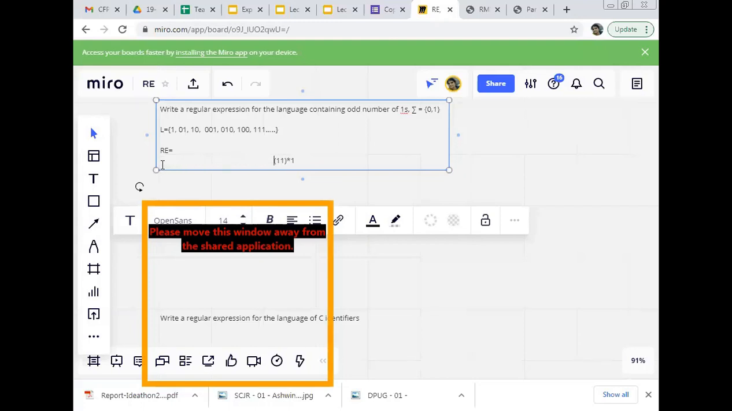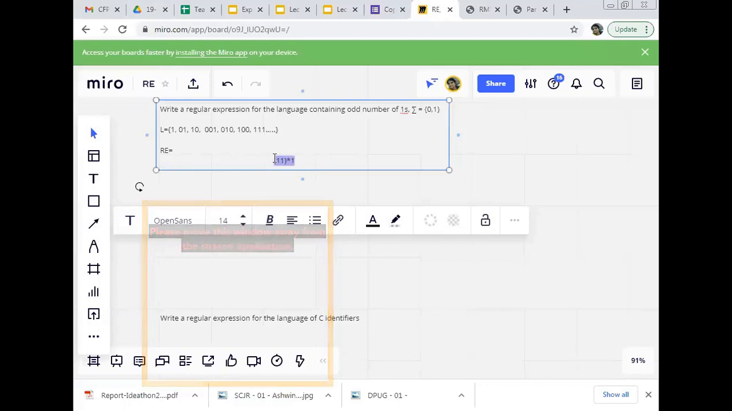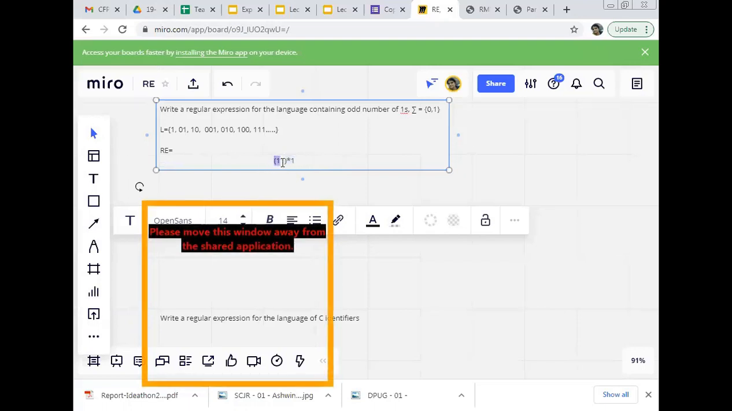We know how to generate an even length string, right? If I add a 1, this is my odd length string. Do you agree with this, students? I got an odd number of ones from this, an even number from this, and an odd number of ones from this, right?